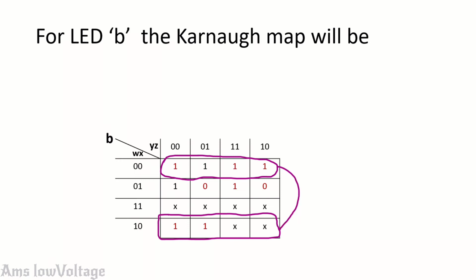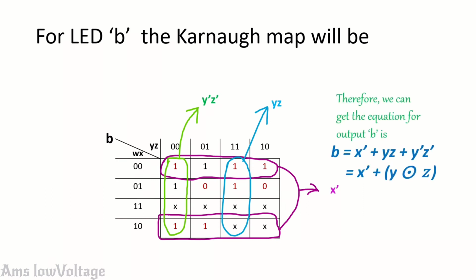So for now this group will be X prime, and another group of 1s is outputting Y prime Z prime, and this is outputting YZ, and finally we have got this equation for B: X prime plus YZ plus Y prime Z prime. Simplifying a little bit, this gives us X prime plus Y, and this circle with a dot inside it means this is XNOR. So X prime plus Y, and then the XNOR gate, and then Z.